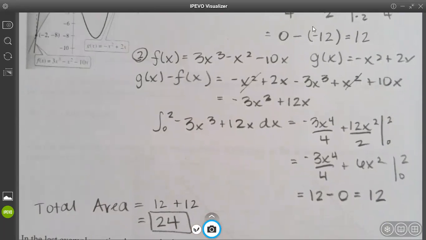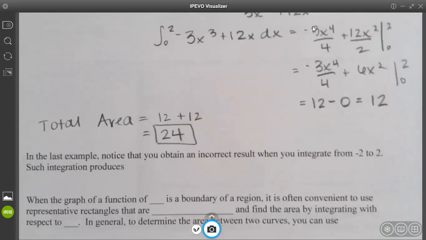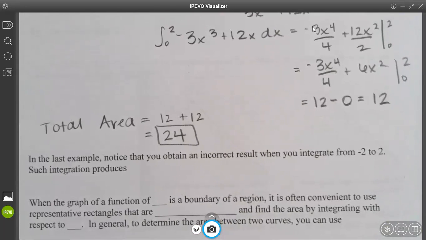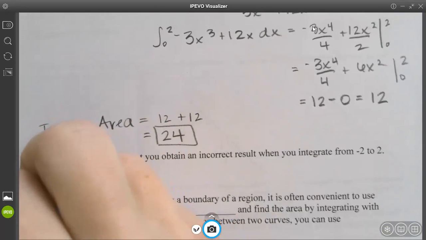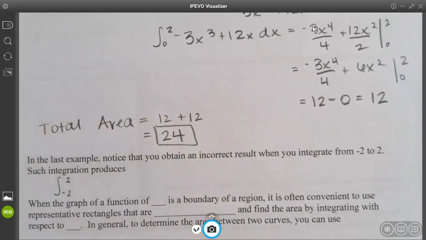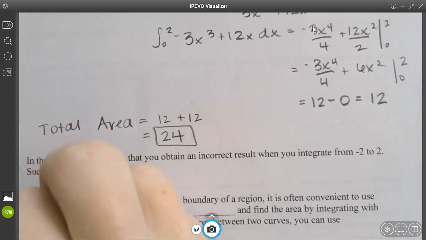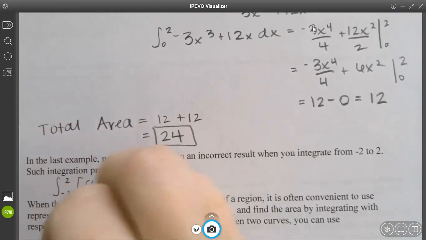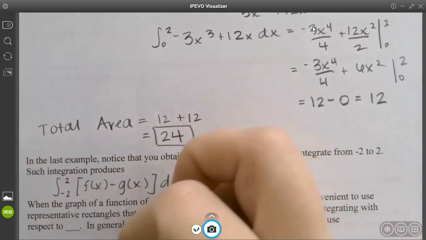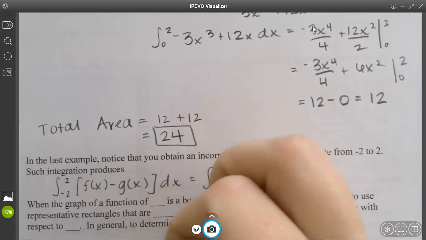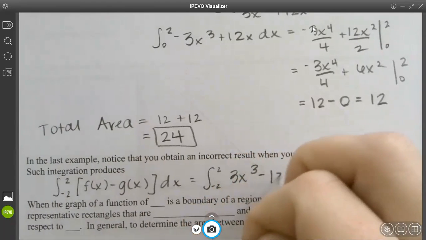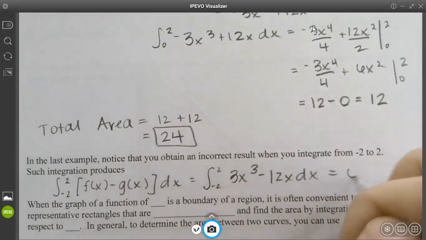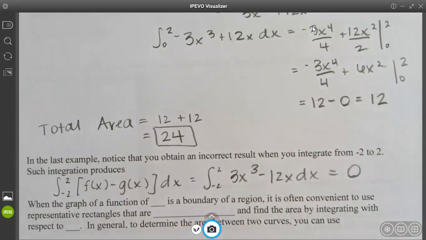All right. In the last example, notice that you obtain an incorrect result when you integrate from -2 to 2. So here's what it's saying. If you try to do it as one whole, instead of splitting it into 2, f of x minus g of x dx, you would get the integration from -2 to 2 of 3x cubed minus 12x dx. And that would actually give you 0. So you can't do it all together. You have to do it separate.